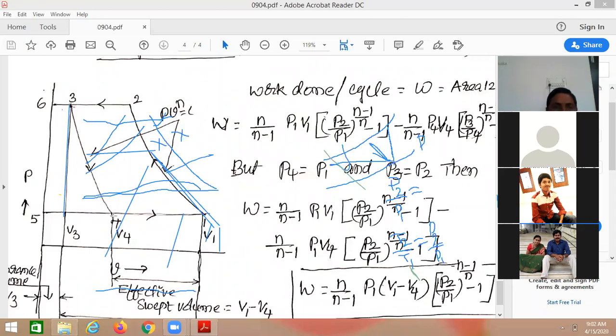Until the pressure drops below the atmospheric pressure, corresponding to 4, no fresh air will enter. Only at 4 will the fresh air start to enter. The volume of air entering starts from V4 and goes up to V1. The net volume of air entered into the cylinder is V1 minus V4. That is called the effective swept volume, the volume of air actually entered during the suction stroke, equal to V1 minus V4.